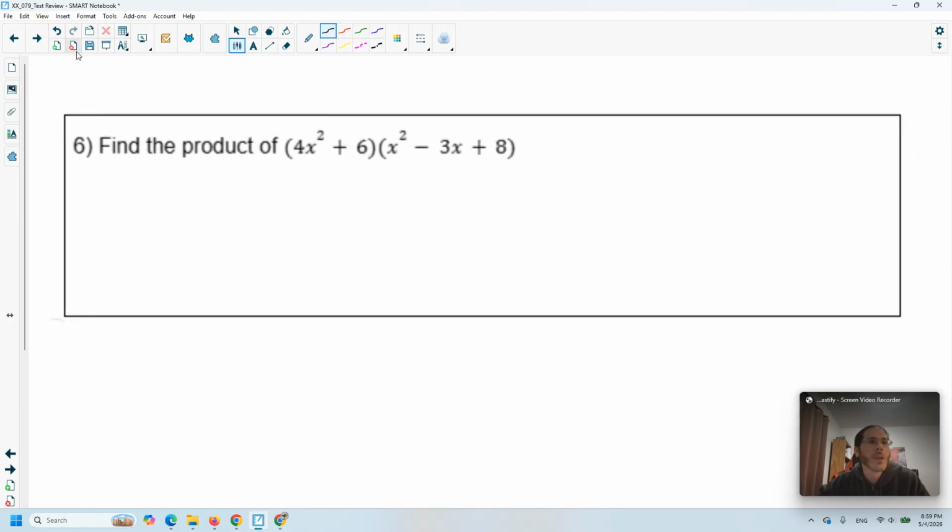Not too bad. For 6, we need to find the product. So here we're going to either double distribute or multiply with the boxes. I'm going to do it both ways, so both ways would work out. If we double distribute, we're going to start with this 4x squared.